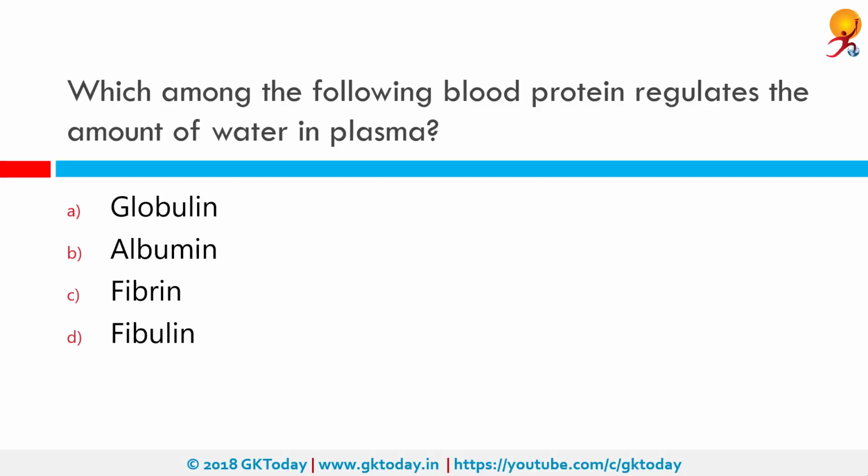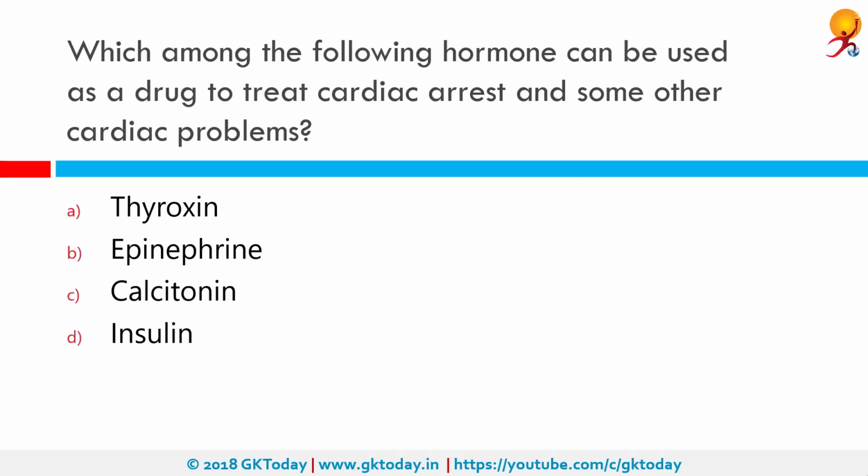Which among the following blood protein regulates the amount of water in plasma? The correct answer is albumin. Albumin is an energy storage protein and also an important osmoregulator of blood.